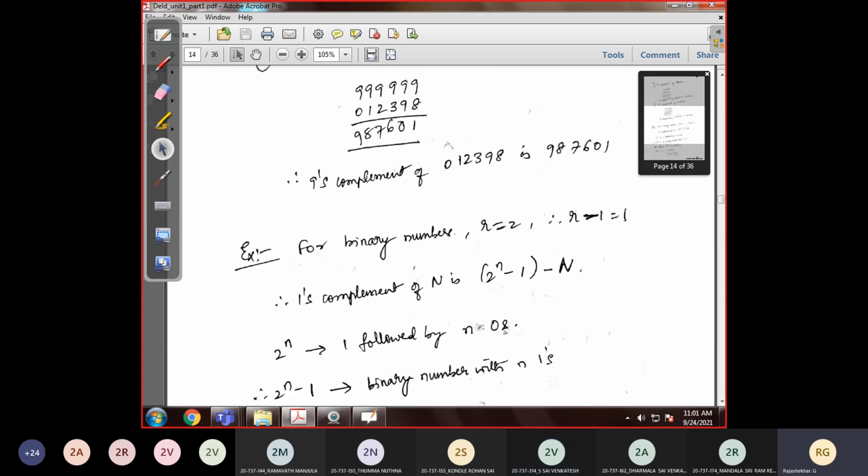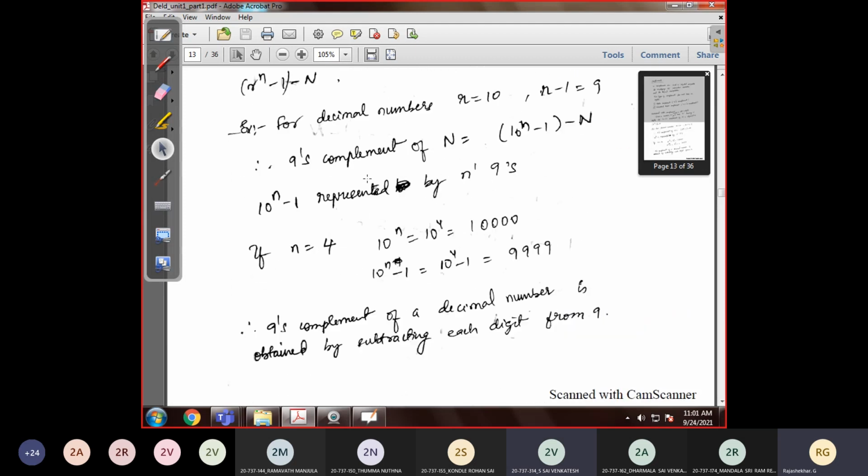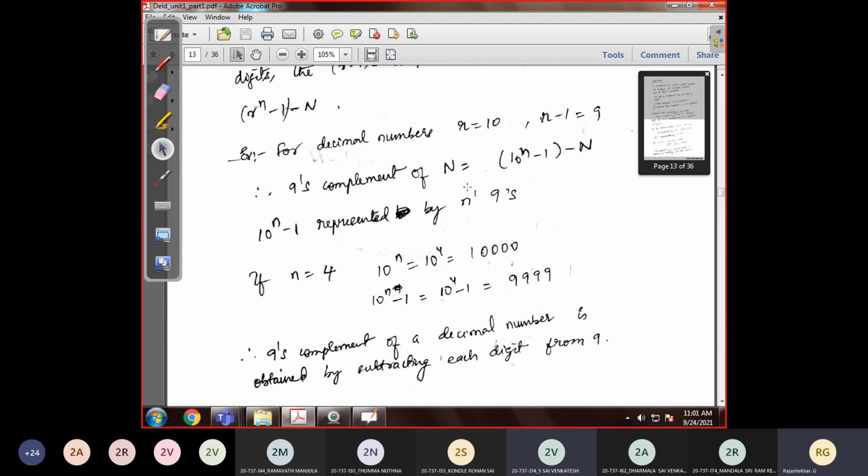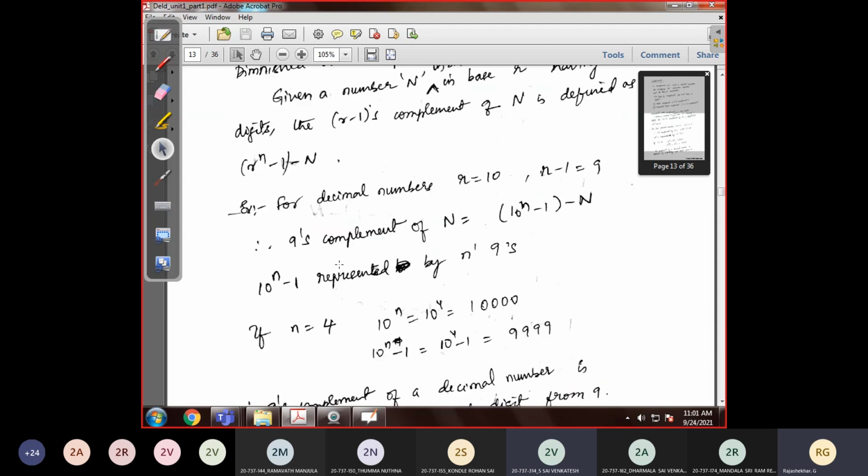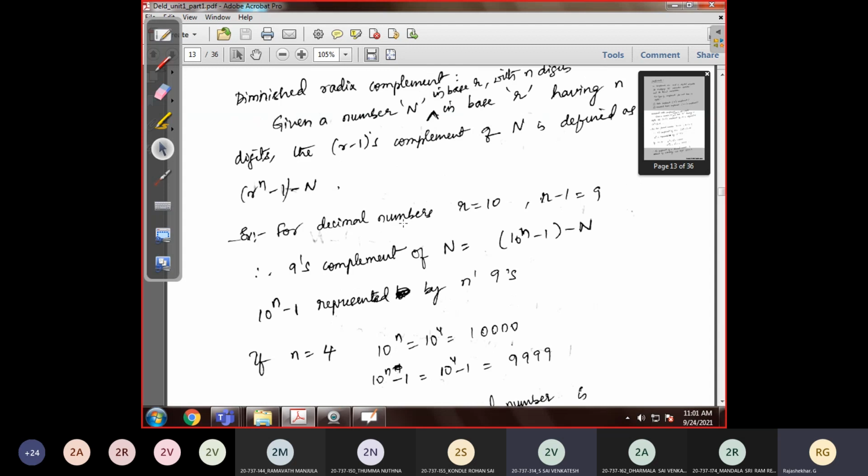Take the example of a number. So r power n minus 1. In the case of diminished radix complement, for the case of decimal numbers, the radix will be 10, right? Therefore, r's complement will be 10's complement.